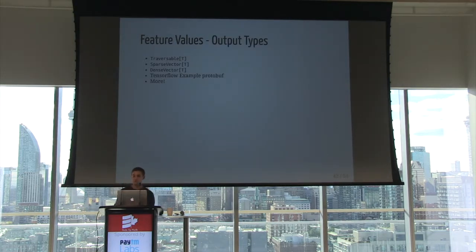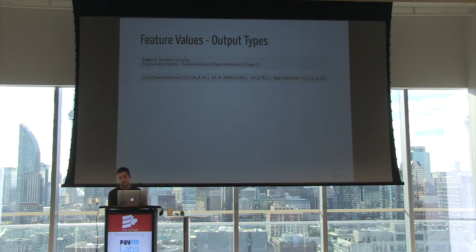So here's a few of the available types that Featran supports. We have Scala traversable, sparse and dense vectors from Breeze, TensorFlow's example protobuf, et cetera. And again, it's extensible if you want to provide your own output type. It's just a matter of writing a FeatureBuilder. And just to show that this works for one of these other types, let's go back to our feature extractor. And this time, we're asking for feature values as sparse vectors. So we just say featureValues of SparseVector, and that's the output we get.